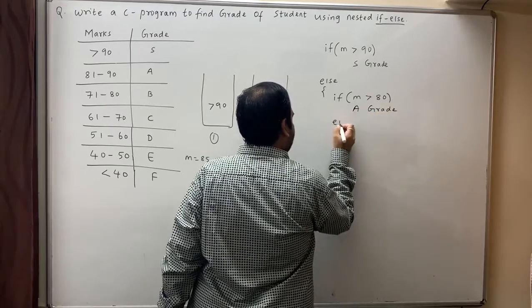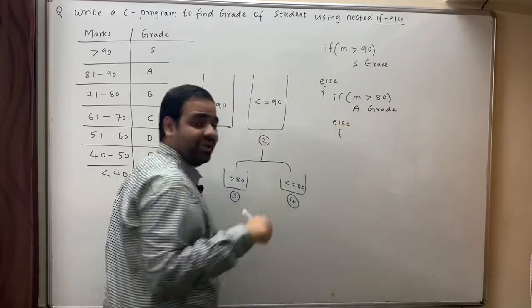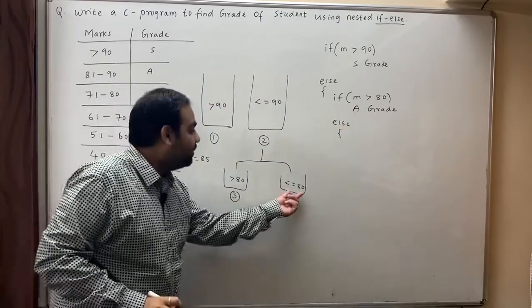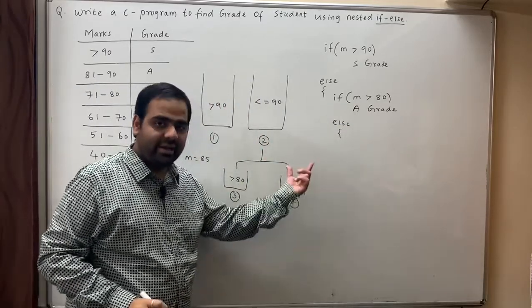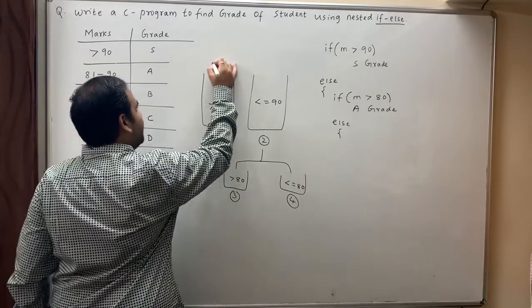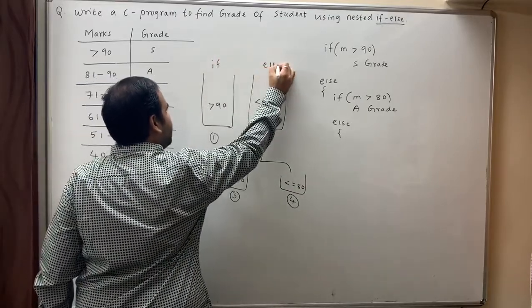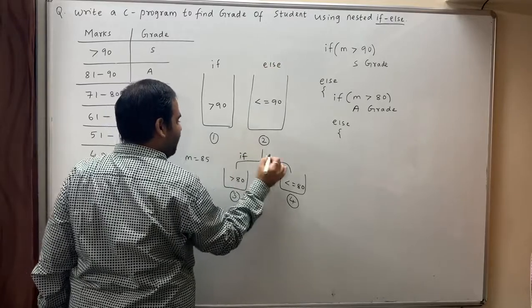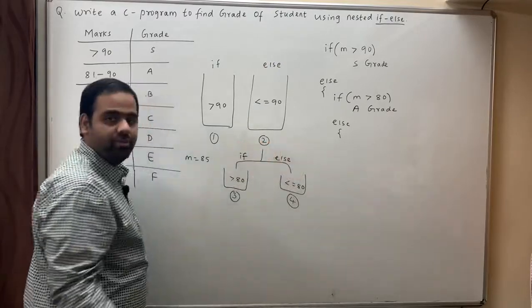And again I need to write else over here. Why should I write else again? Because it might be less than or equal to 80. It might take this part. That means this is the if part and this is the else part. In else, again this is the if part and this is the else part.